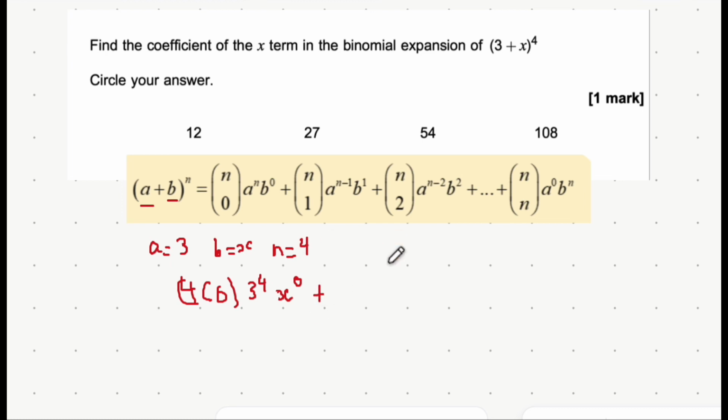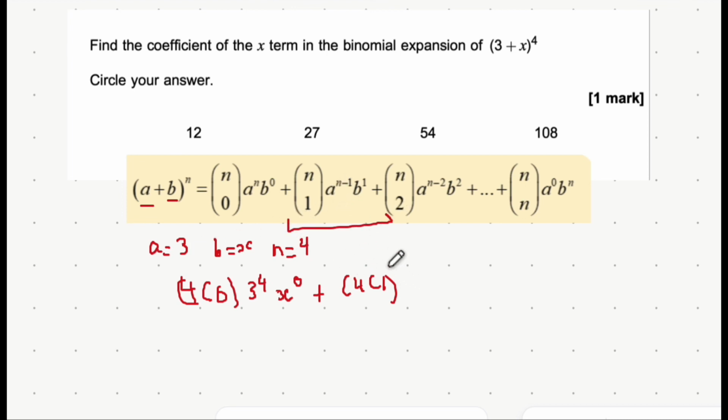If we go into the next term now, where it's n choose 1, so that's 4 choose 1, what you'll see is that the power on the a term goes down by 1 and the power on the b term goes up by 1, and that happens in a continuous sequence. So the power on the a term again is going down by 1, power on the b term is going up by 1. We're interested in this term and I'll show you why.